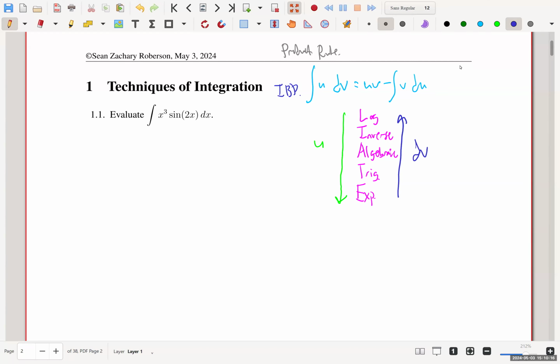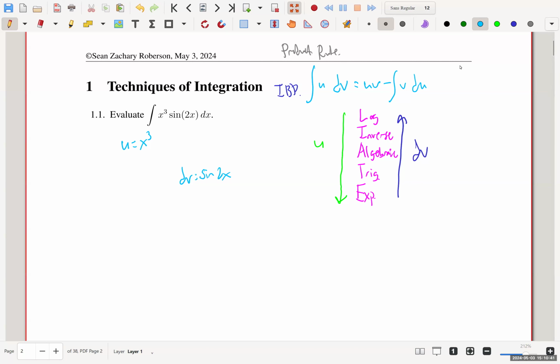So let's just throw this out there. What do you guys think for this one I should select as my u and my dv? I'm open to ideas. What should I select as u and dv? Say that one more time. All right, u is equal to x cubed. That's a good choice. So dv should be the rest.